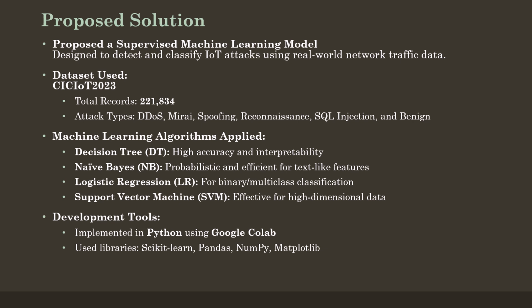We chose 4 machine learning algorithms for comparison. The first one is DT, the second is NB, the third is LR, and the last one is SVM. A decision tree is simple and interpretable and good with imbalanced data, and naive Bayes is fast and based on probability. Logistic regression is good for binary and multi-class classification. And the last one, support vector machine, is very powerful and can solve complex decision problems.